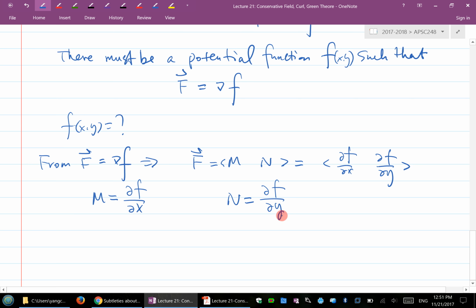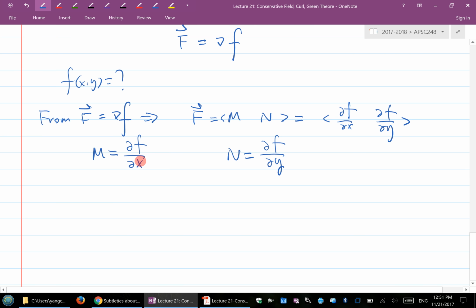So this is our starting point, and these two conditions here are what we work on to find the small function, the potential function f. So let's start from one expression first. I'm going to rewrite this partial f over partial x equal to the M function. So write it like this.